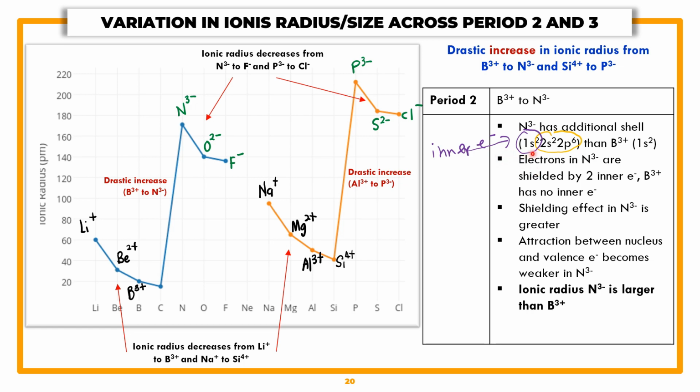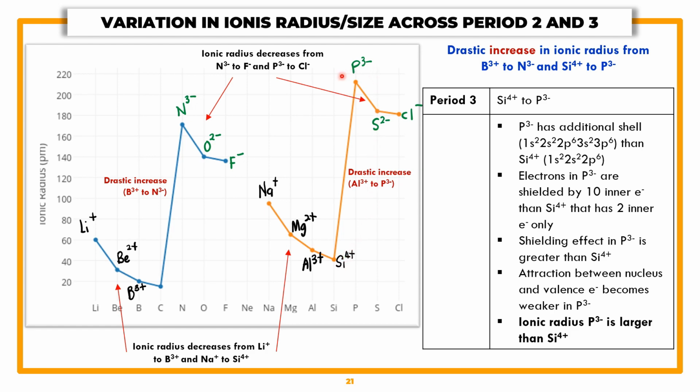So, memandangkan nitrogen ion has inner electron, so shielding effect in nitrogen ion is greater. So, this shielding effect akan menyebabkan attraction between nucleus and valence electron becomes weaker in nitrogen ion. So, ionic radius of nitrogen ion is larger than boron 3+.